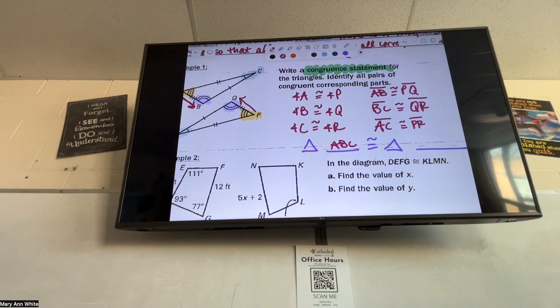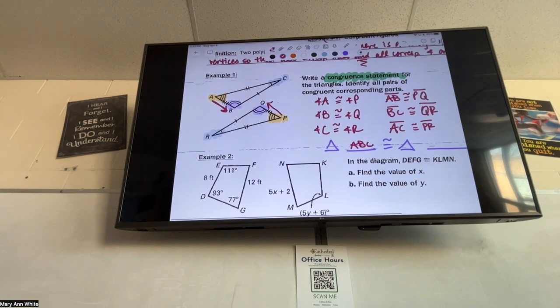Is congruent to PQR, PQR, good. Why did I know that P went first? Because I said... Alphabetical. Not necessarily alphabetical order, depending on which one you start with.